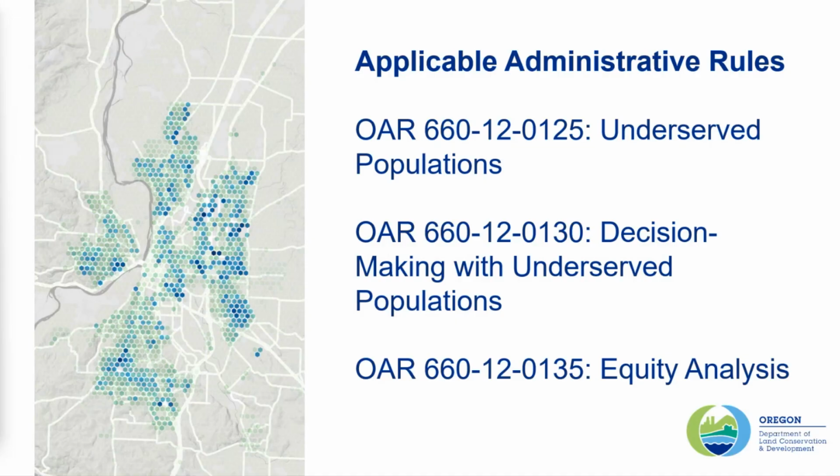Section 0130, Decision Making with Underserved Populations. This section describes requirements for including community in the planning process. And Section 0135, Equity Analysis. This section describes the process for improving outcomes for underserved populations. It includes both engagement-focused equity analysis and a major equity analysis.